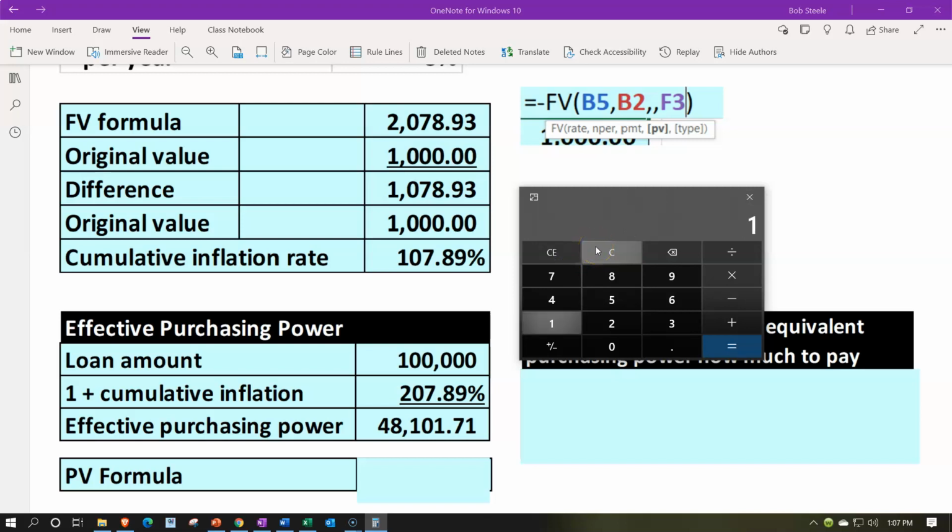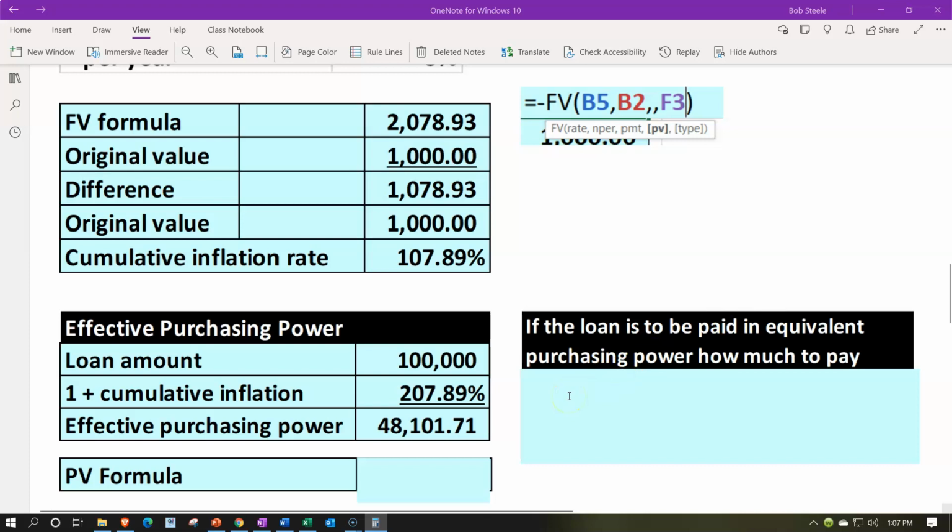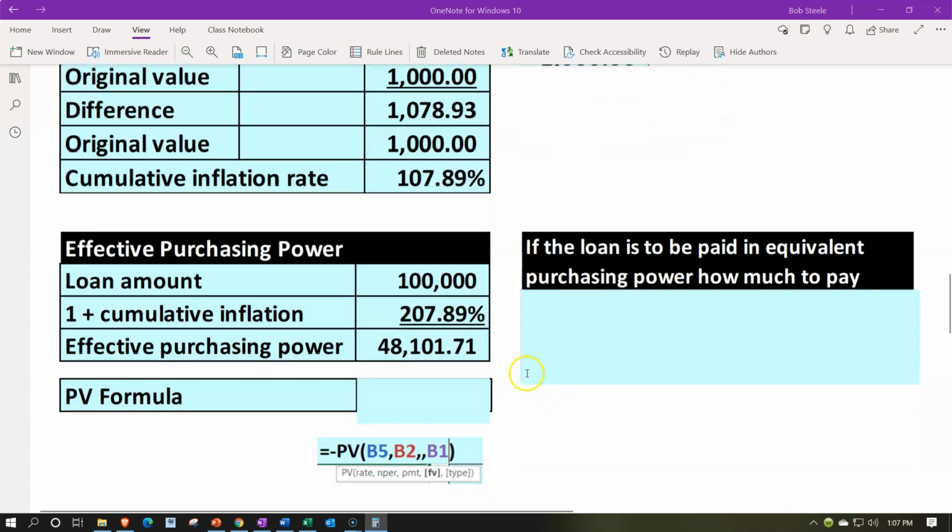And then we're going to take the 100,000 divided by the 2.0789, and that's going to give us our 48,101.71. So the 48,101.71, and that means that the effective purchasing power at the end of 15 years, if we still had that loan, if we still had that $100,000, the 100,000 is now only worth the 48,101.71. Now again, you could do that calculation, meaning if I had the 100,000 after 15 years, I can only buy the equivalent basket of goods as the 48,101.71 if I had them at period 0.